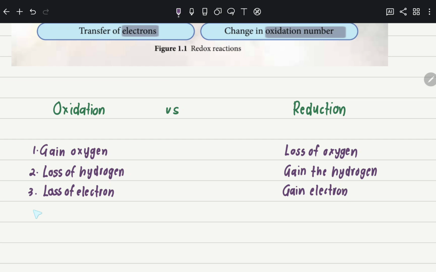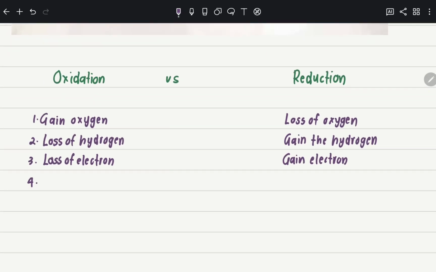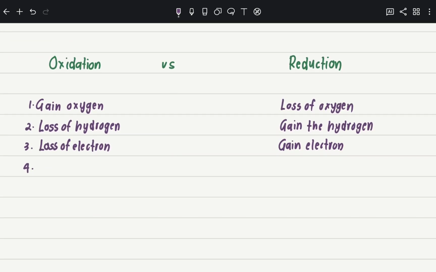Okay, then how about oxidation number? Oxidation number, you just say oxidation number. The nama dia itself is oxidation number. So in oxidation process, dia increase ke decrease? Yes, dia increase. So increase oxidation number. Then kalau reduction, decrease oxidation number.